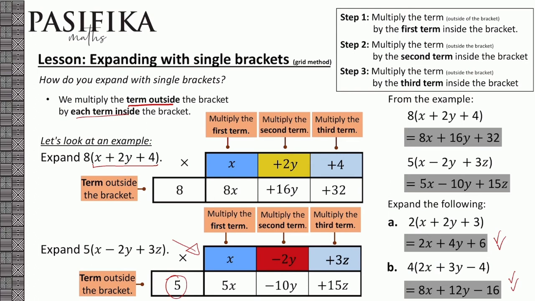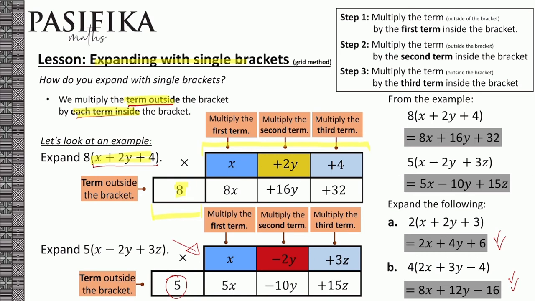Now, just to recap, expanding with single brackets, in this case, having 3 terms inside the bracket. So how do you expand? Well, we multiply the term outside the bracket by each term inside the bracket. So using the grid method, we can put 8 on the outside. So if we decided to make a grid, it'll go over there. And then x + 2y + 4 goes on top.